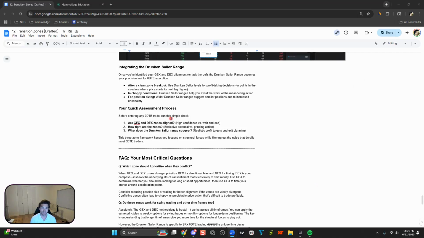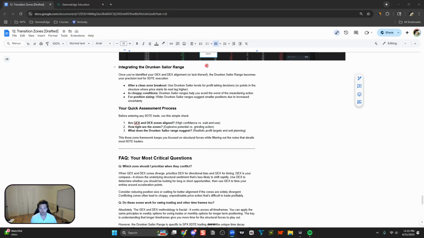And then integrating the Drunken Sailor zone on a 0DT basis. Once you've identified GEX and DEX alignment or lack thereof, the Drunken Sailor becomes your precision tool for 0DT execution. After a clean breakout of the former zones, use Drunken Sailor levels for profit-taking decisions, or parts in the structure where we may see the next leg higher.